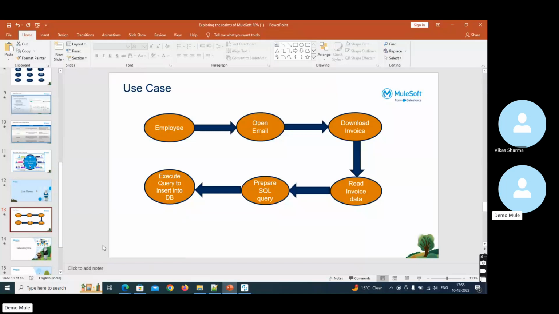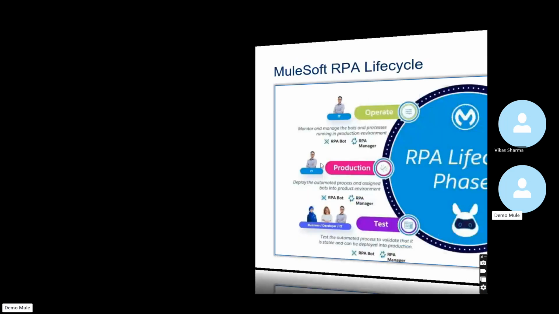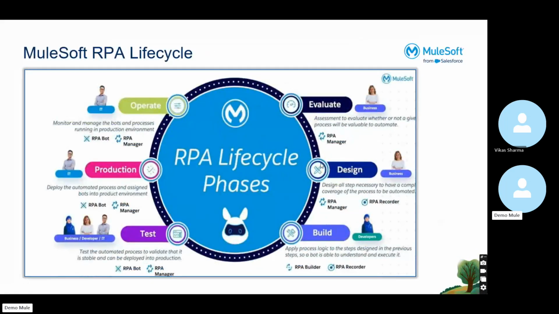As you might be aware, this is the MuleSoft RPA lifecycle. First we have the evaluate phase, where we evaluate whether the effort we are going to put in to automate the process is worth it or not. Then there is a design phase, where we design the process, and the build phase, where we build the process, and there are the testing, production, and operation phases.